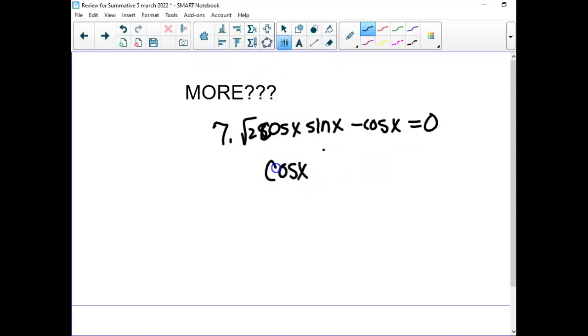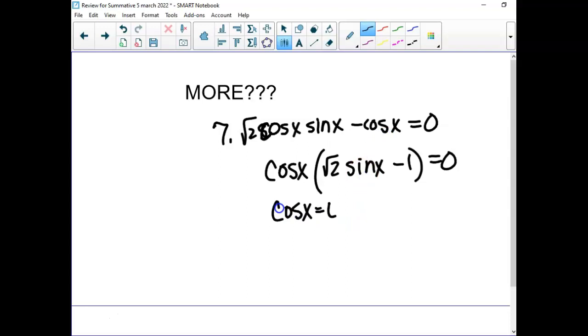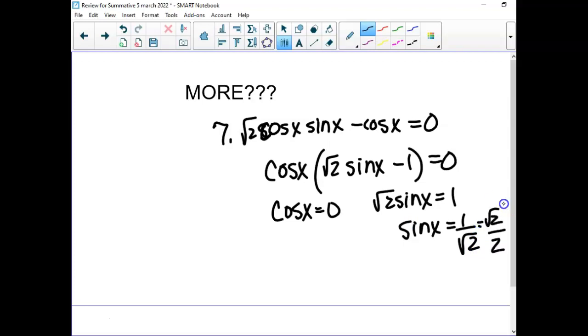Okay, take a cosine of x out of each. What would be left? Everybody's going to remember that this has to be a minus 1 back here, right? Cosine divided by cosine. All right, so then we have the cosine of x equals 0, or the square root of 2 sine x. If I add 1 over to the other side, I get 1 over square root of 2 when I divide, which rationalizes to square root of 2 over 2, and that looks more like something that's on our unit circle, yes?